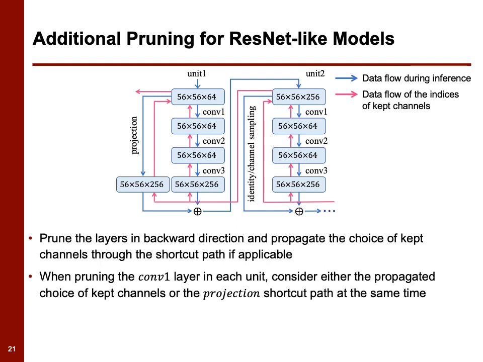For Unit 1, when pruning the Conv 1 layer, we just need to do the sampling from both the projection layer and the Conv 1 layer at the same time.